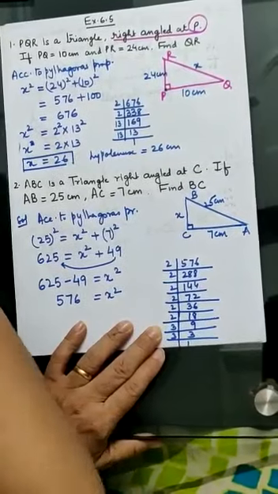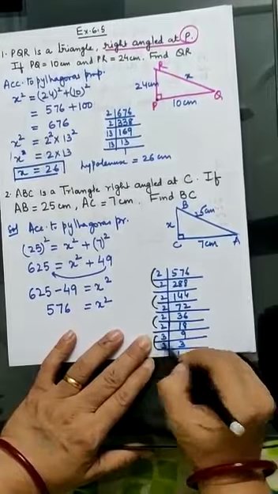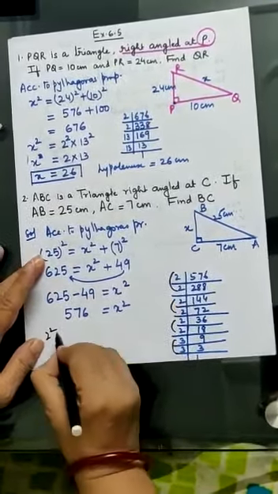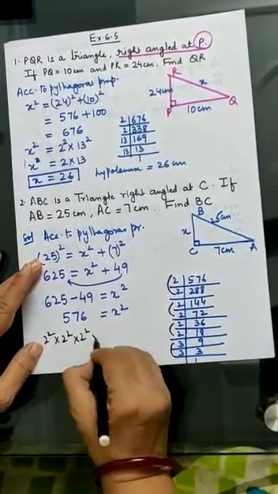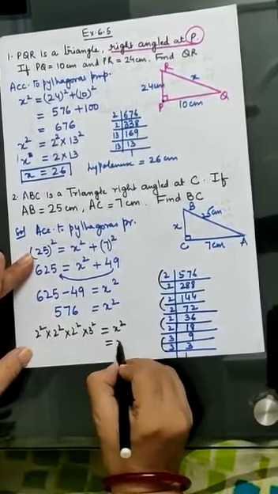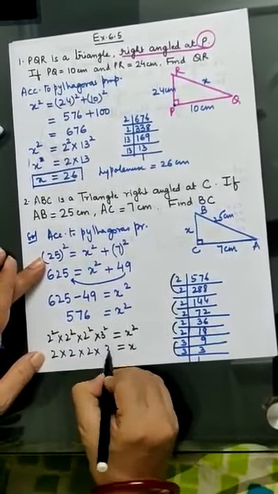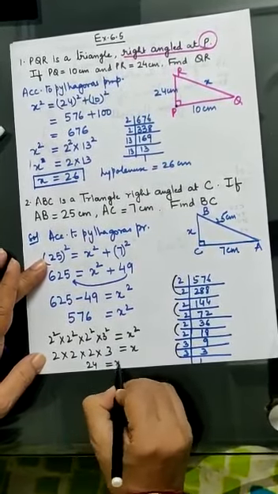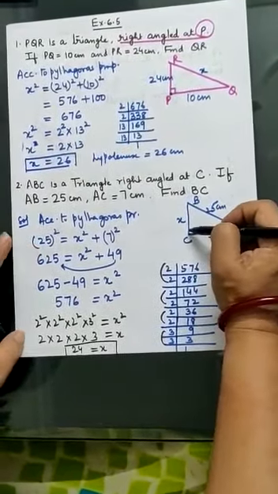Now let us see how many pairs are found here. 2 into 2, 2 into 2, 2 into 2 and 2 into 2. So each 2 into 2 means 2 square, and this 3 into 3 means 3 square. This is equal to x square. Now the powers are the same, so you delete the powers. So you will get 2 into 2 into 2 into 3. 2 2s are 4, 2 4s are 8, 8 3s are 24. So the value of x here is 24. It means the length of the perpendicular is 24.